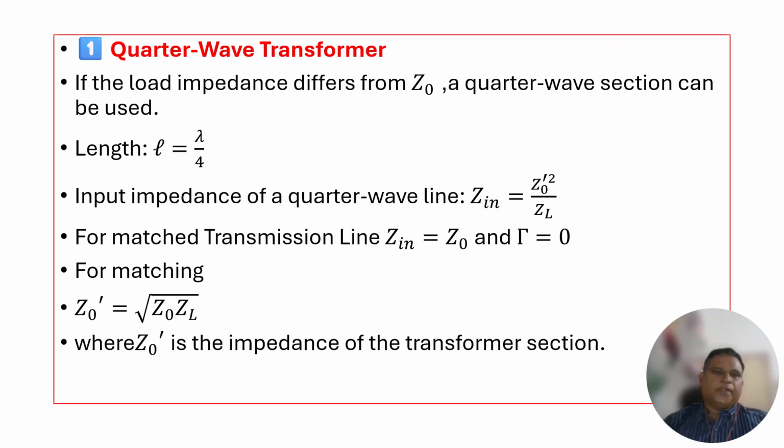If the load impedance differs from Z0, a quarter wave section can be used. Here, the length of the quarter wave transmission line or transformer L is equal to lambda by 4. The input impedance of the quarter wave line is ZIN equal to Z0 dash square divided by ZL. For a matched transmission line, ZIN is equal to Z0 and the reflection coefficient is equal to 0. For the matching condition, Z0 dash is equal to the square root of Z0 times ZL, where Z0 dash is the impedance of the transformer section.